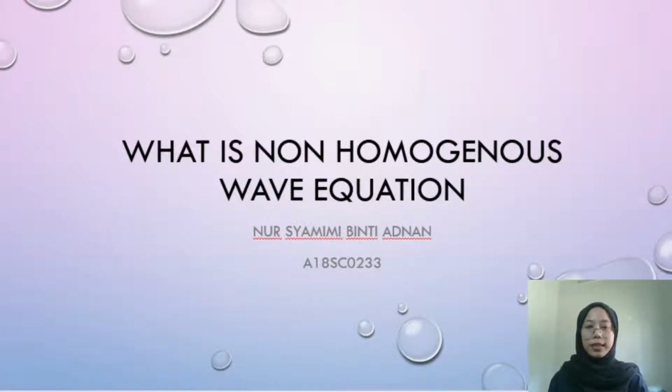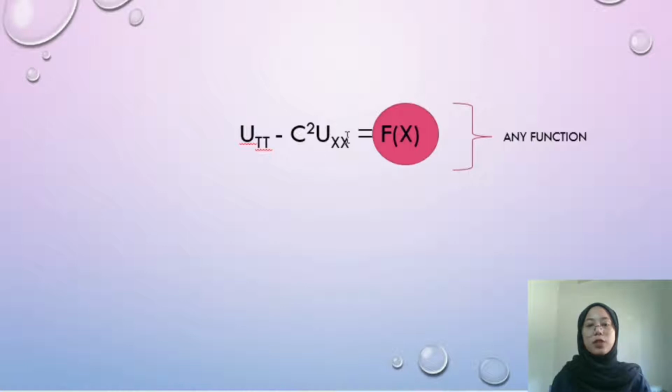Explain about what is the non-homogeneous wave equation. A non-homogeneous wave equation is when the right-hand side of the wave equation is not equal to 0. This is the equation for the non-homogeneous wave equation. As we can see here, this is not equal to 0: u_tt minus c squared u_xx equal to f(x), where f(x) can be any function of x.